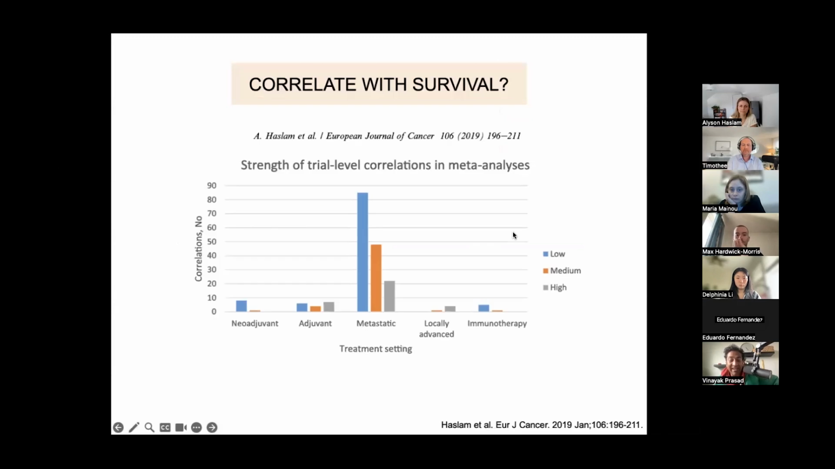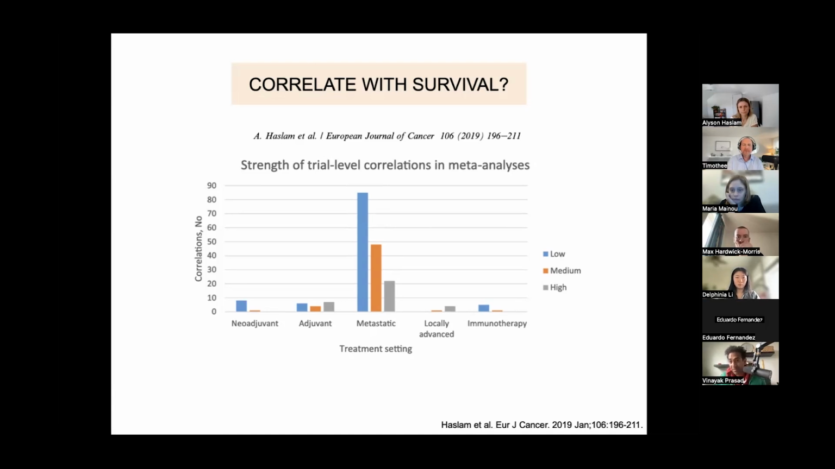And the answer, in an analysis done by Alison, is that the strength of these correlations is quite poor. Across the metastatic setting, drugs that improve progression-free survival do not always, in fact seldom, improve overall survival; there's a poor correlation. Most of these correlations are low. There are few medium and few high. In select settings, PFS does predict overall survival, but that certainly is not the norm in oncology. And it's important, I think, to go to this paper and pull up a table of the correlation coefficients.